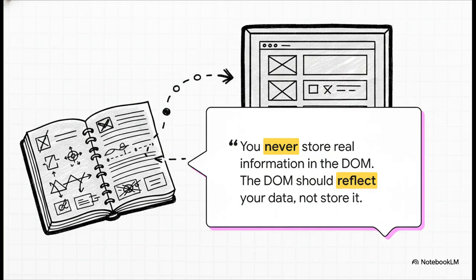And that brings us to the golden rule. The DOM is just for show. It's a reflection. Your JavaScript notebook is the one and only source of truth. The whiteboard just shows what's in the notebook at a specific moment in time.